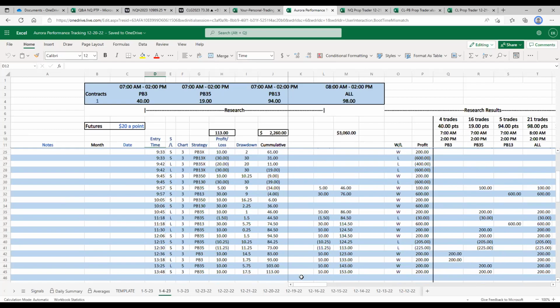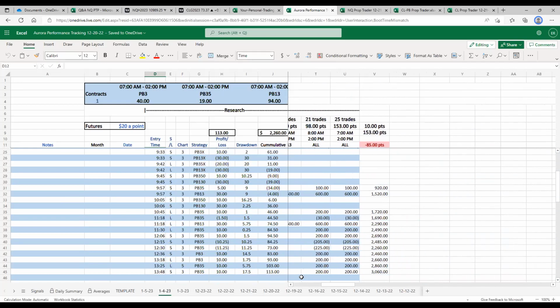So this was today. We had 25 trades from 7 to 2, and 153 points of profit is how we ended the day, which is over $3,000 of profits on the PB trades today.